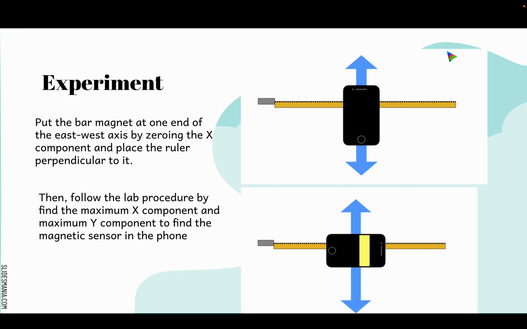So for the experiment setup, I simply put the bar magnet at one end of the east-west axis by zeroing the x component and place the ruler perpendicular to it. Then, following the lab procedure, I find the maximum x component and maximum y component to locate the magnetic sensor in my phone.